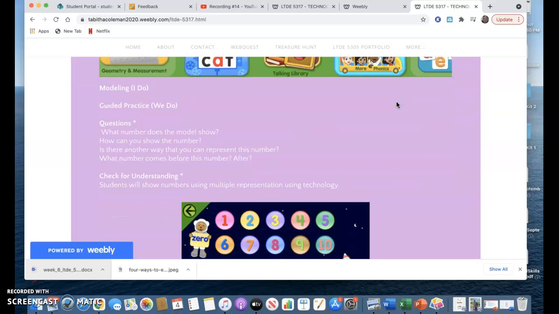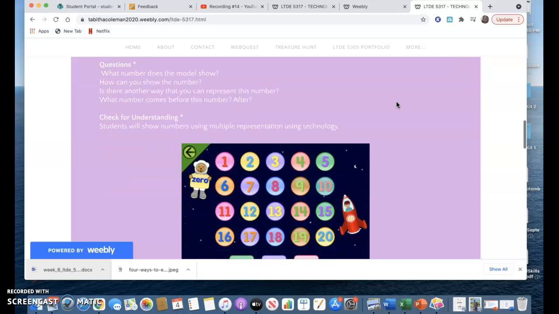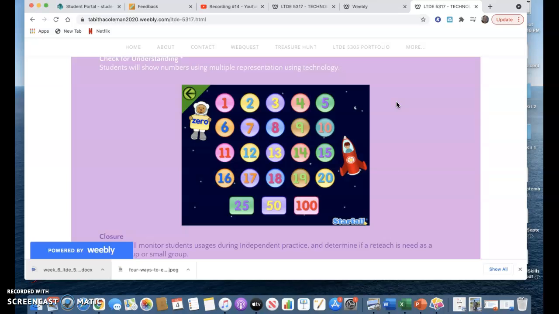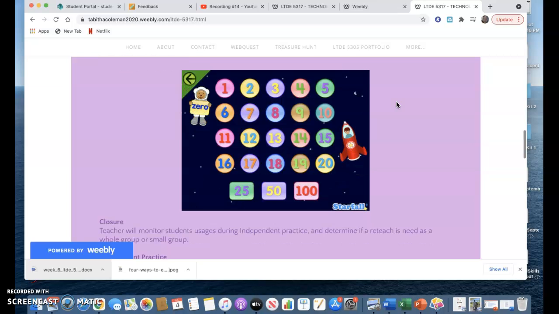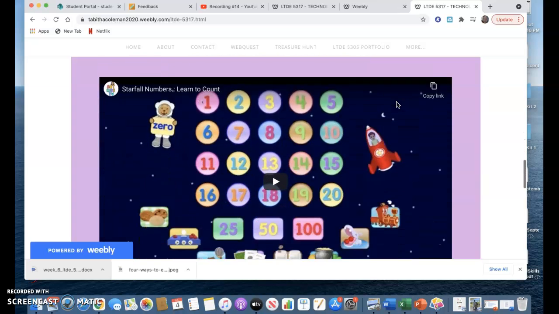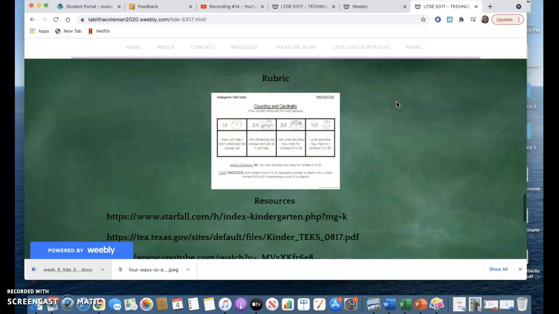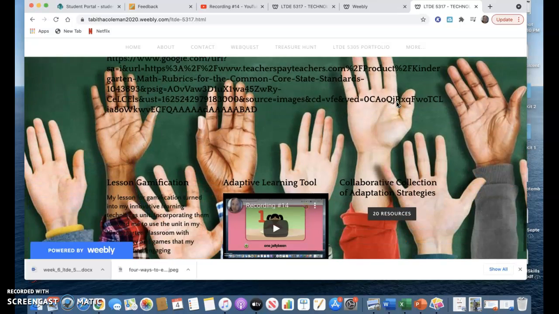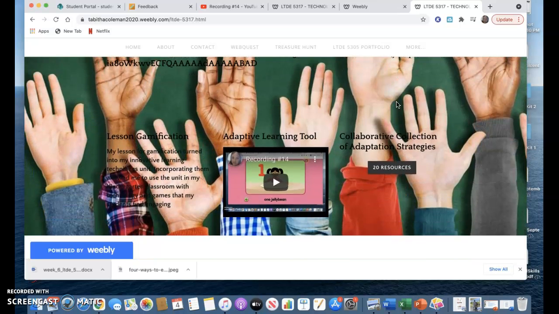Like I said, my main purpose for this unit was numbers 0 through 20. This is more on Starfall for the numbers. The students click the numbers and there's so much information on each number: songs, read alouds, as well as games where they can actually choose what numbers match. And that was my rubric for the lesson, along with my resources, and then some of the other stuff that we created during this class.